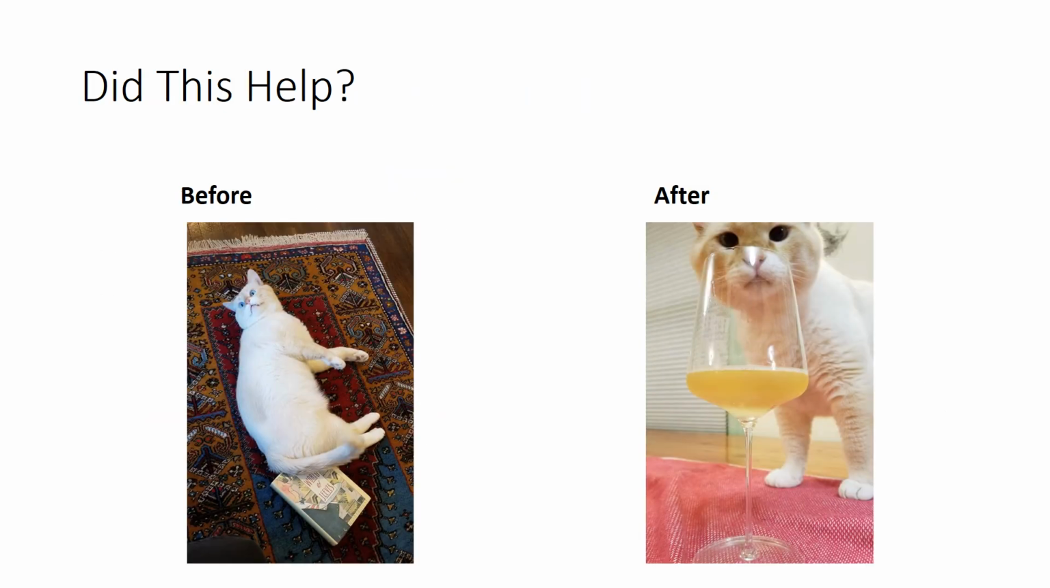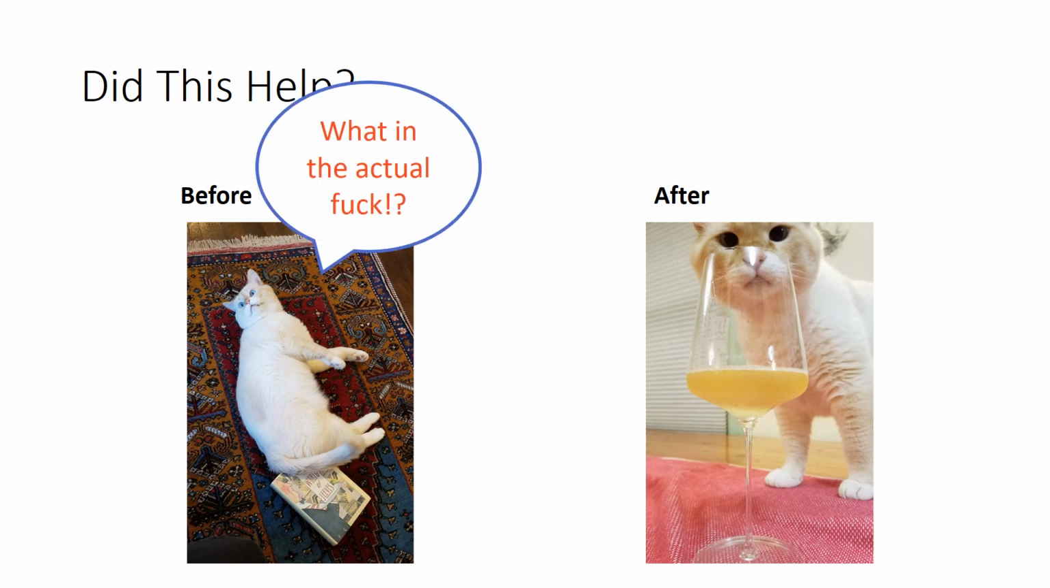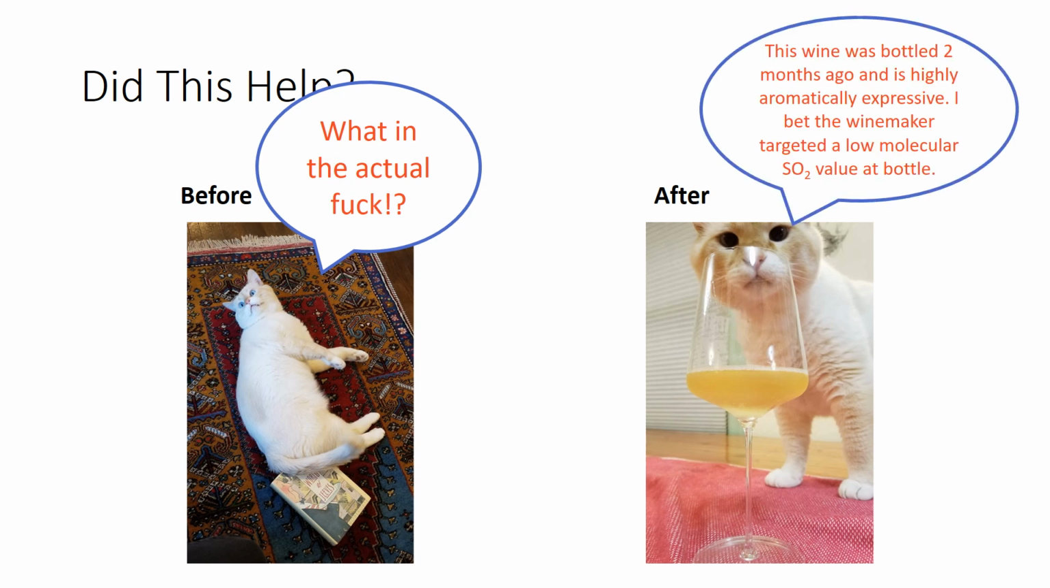So I hope that this presentation helped a little bit. If you're feeling a little bit like my kitty on the left before, having a bit of a panic, wondering what is actually going on, maybe afterwards you could smell a wine and note that it was bottled 2 months ago and is highly aromatically expressive, and you can see the intent of the winemaker in bottling at lower levels of targeted molecular SO2 in wines intended for quick to market, maybe.